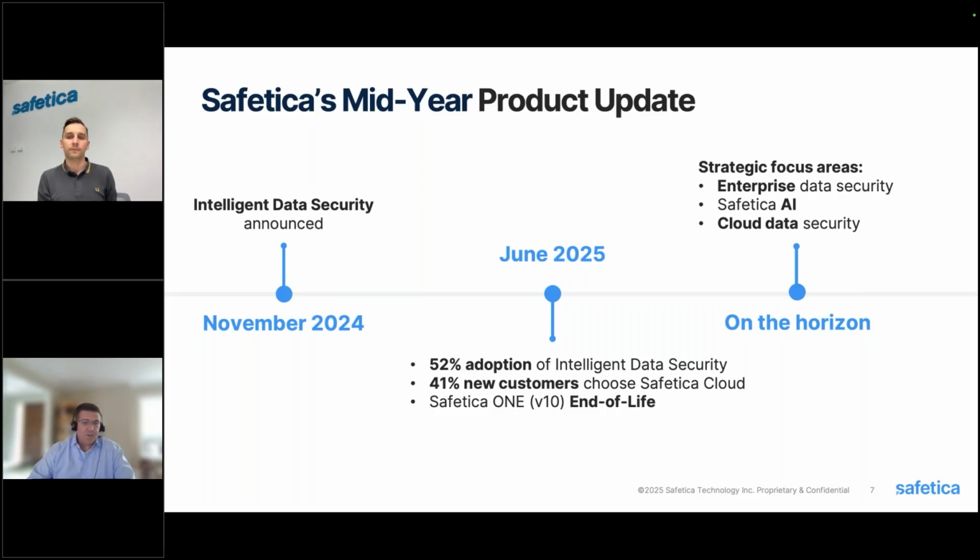So we've gone through some significant enhancements. So today, Jan's going to review our latest enhancements and then also get into our 3 strategic focus areas at the end: enterprise data security, Safetica AI, and cloud data security, so that you can get a glimpse into what to expect in the near future before we wrap up today.